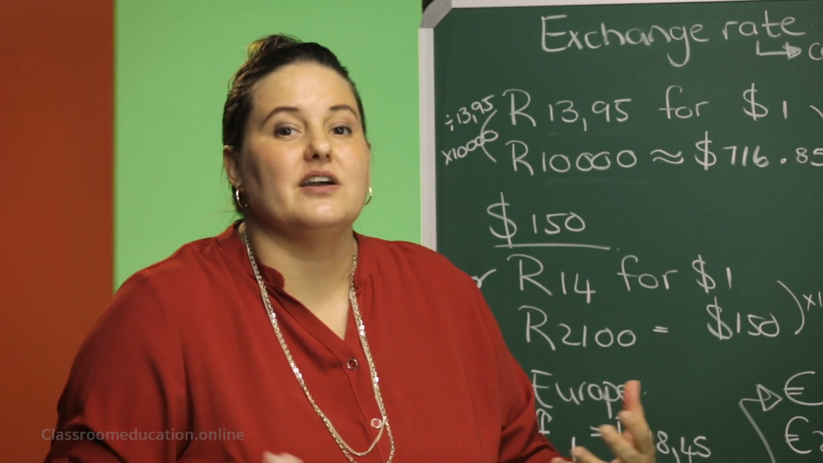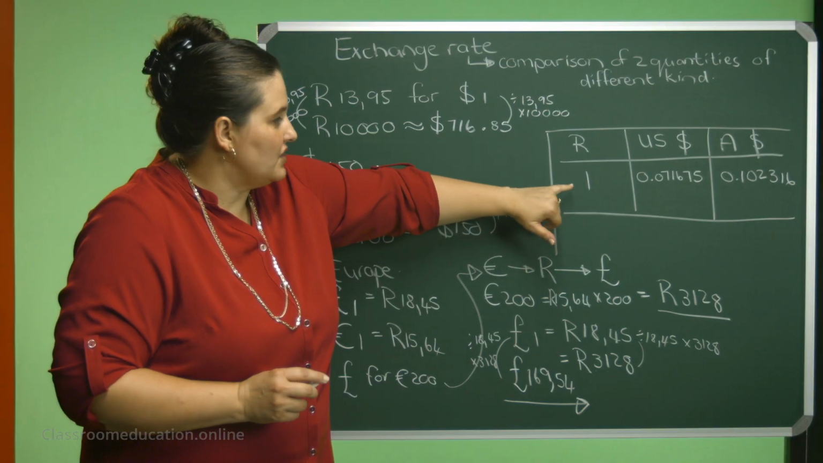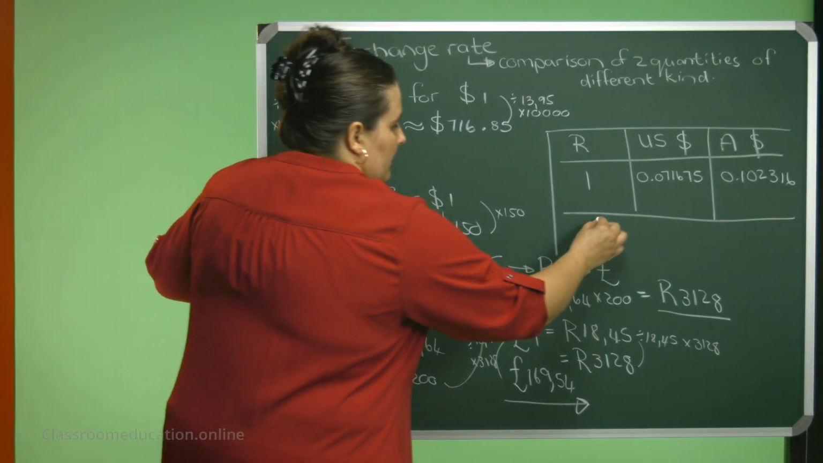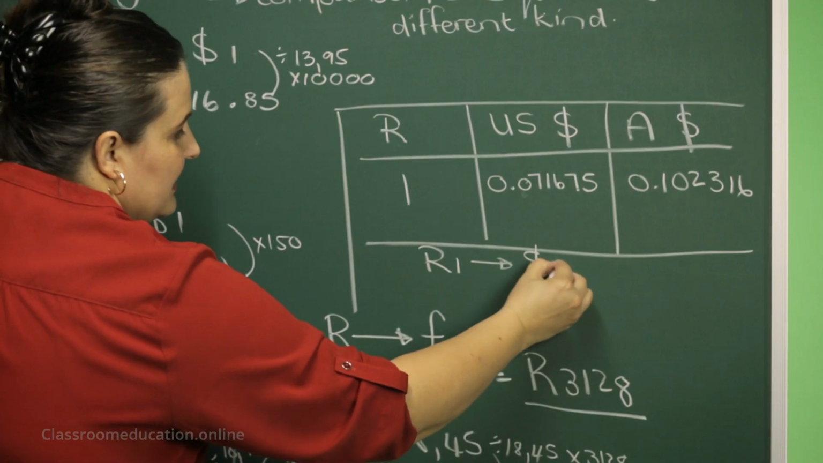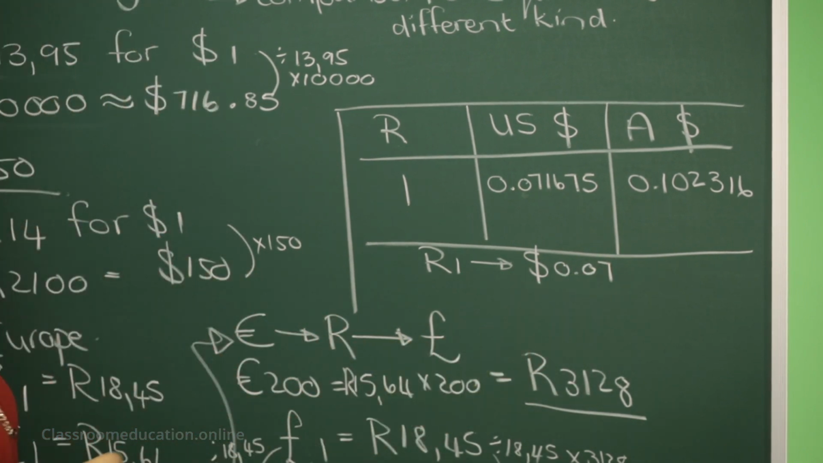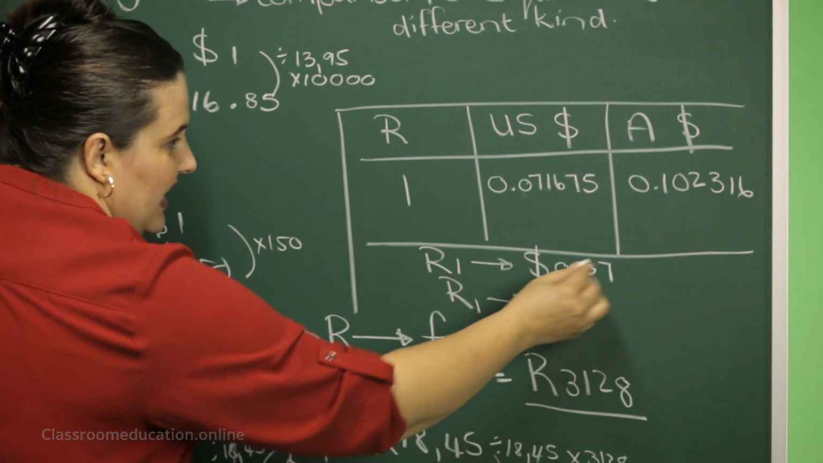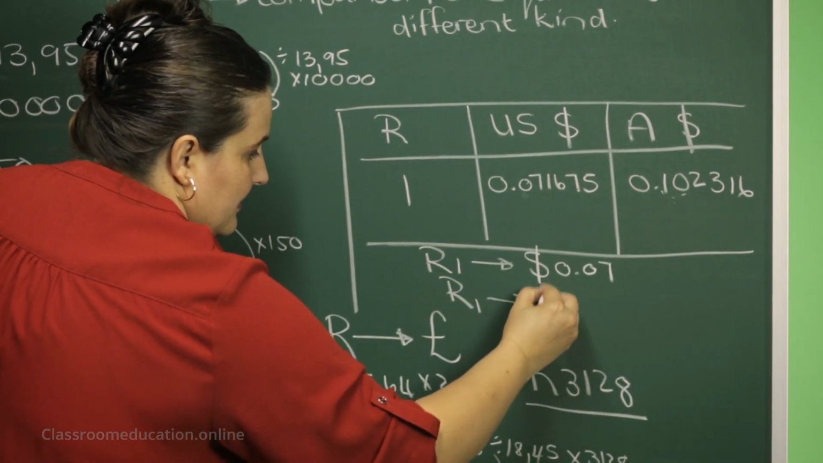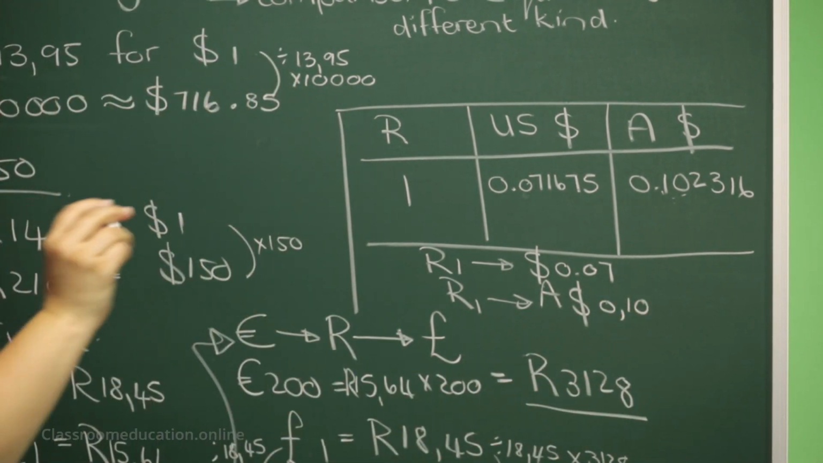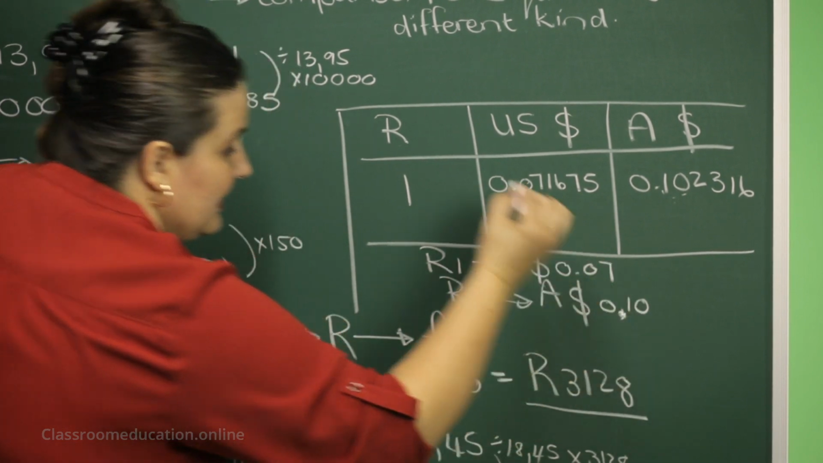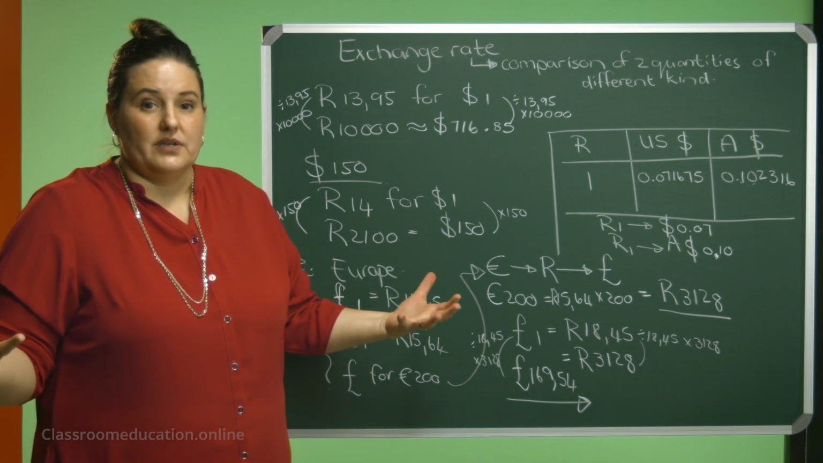To determine the strongest currency, let's interpret what this table says. It means 1 rand will be rounded off, let's say, 7 US cents. But 1 rand will be the same as roughly 10 Australian cents. Now, boys and girls, which one is the strongest?